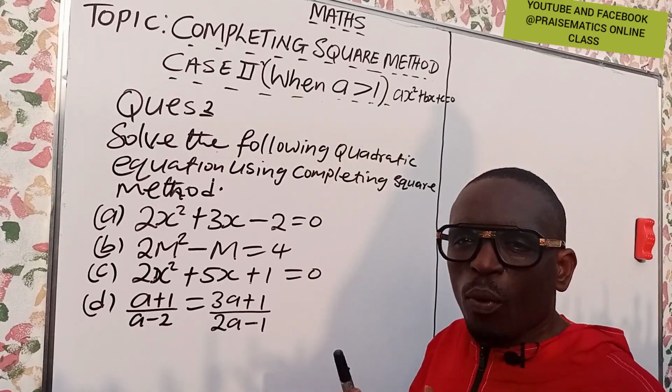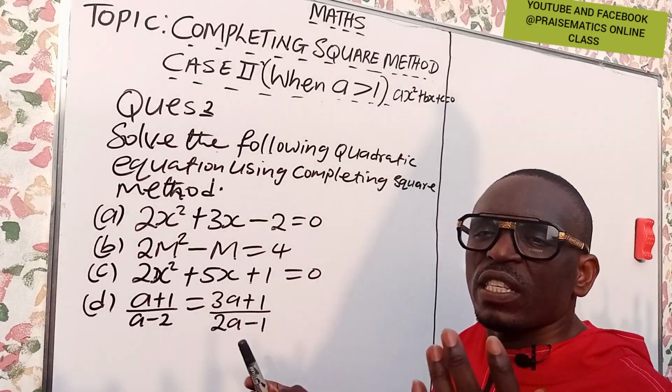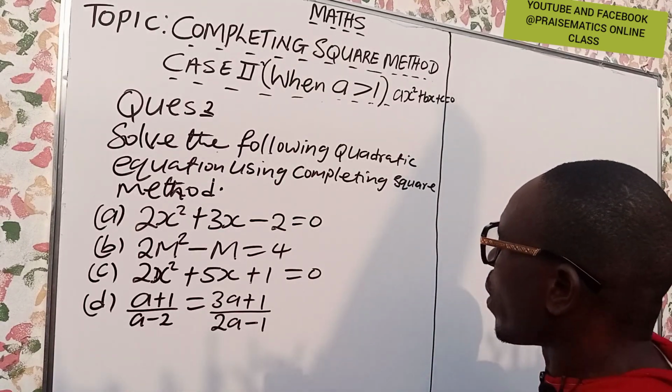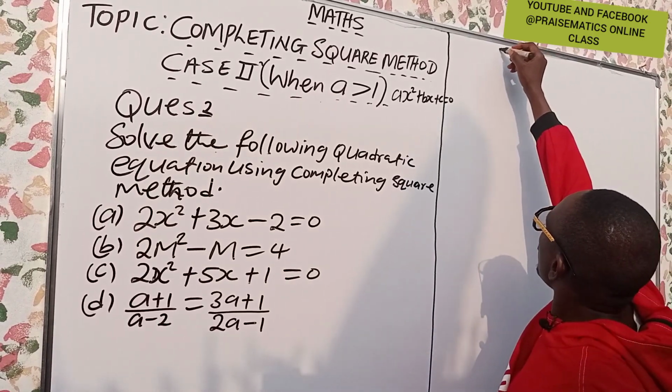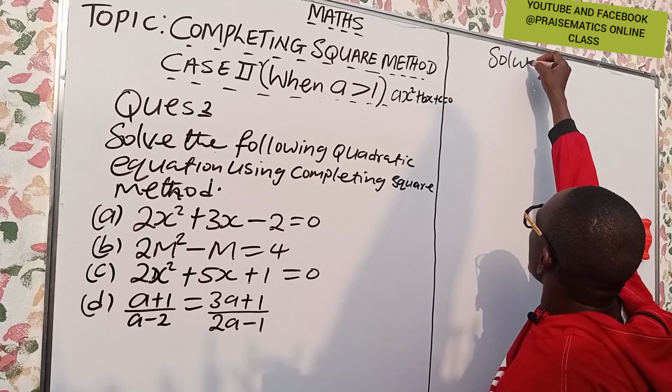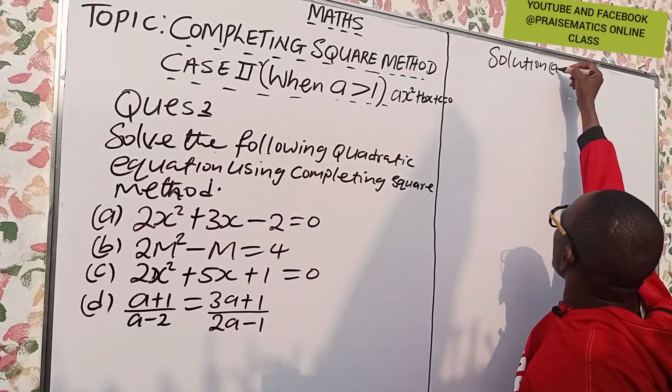That is, a may be 1, a may be 2, a may be 3, a may be 4, a may be 5, 6, 7, it depends. So today we are going to use the completing square method to solve this equation. Solution A. Let's solve the first one.